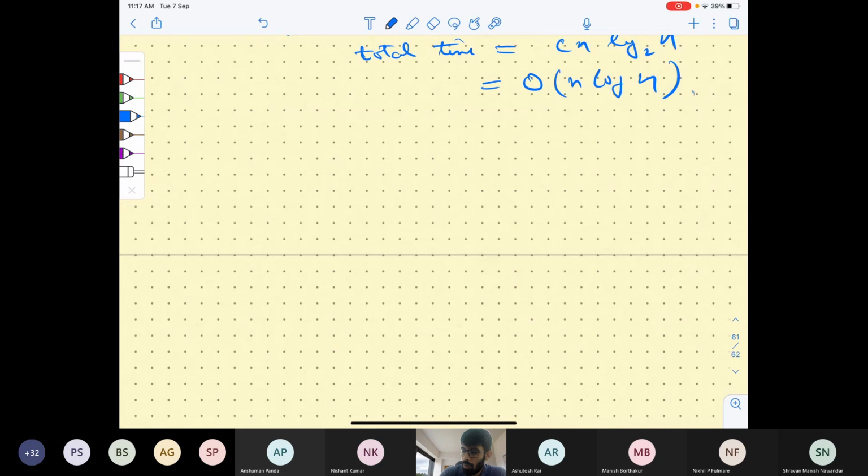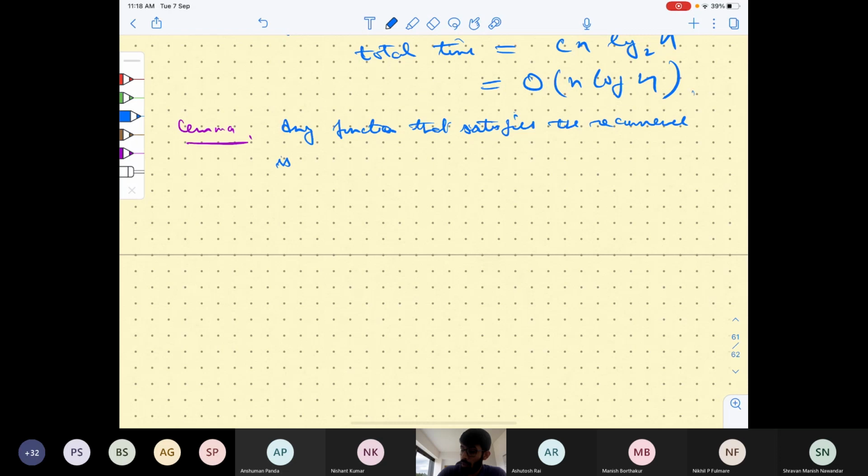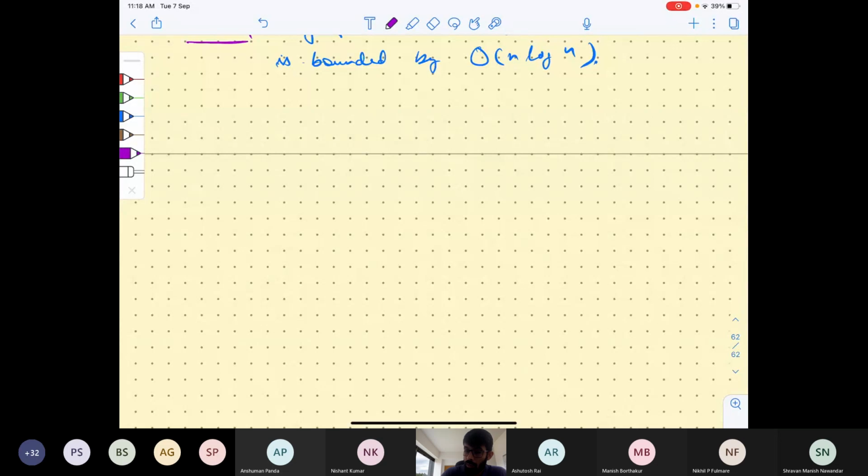So if you want to now write it as a lemma, any function that satisfies the recurrence is bounded by order n log n. So this you can say. Okay, now look at the second method, which is substitution.